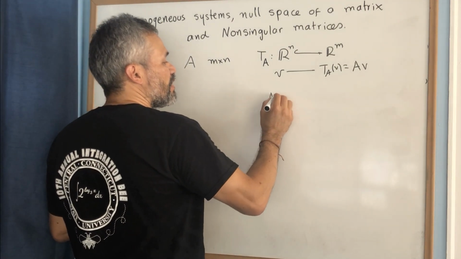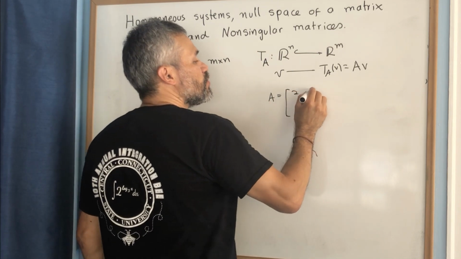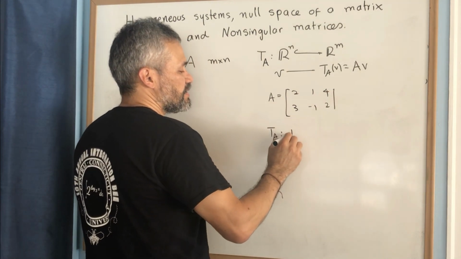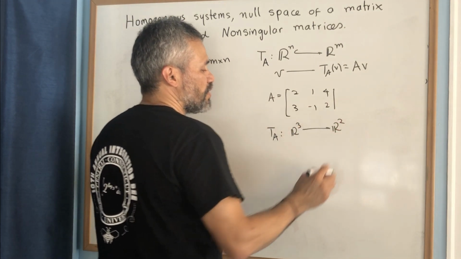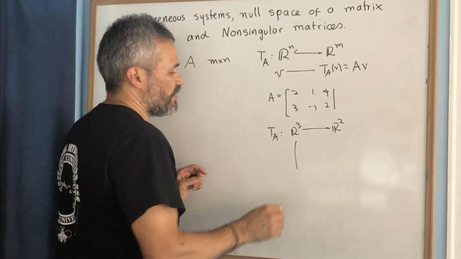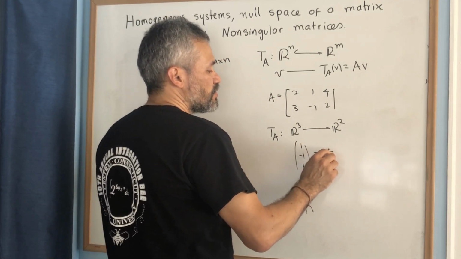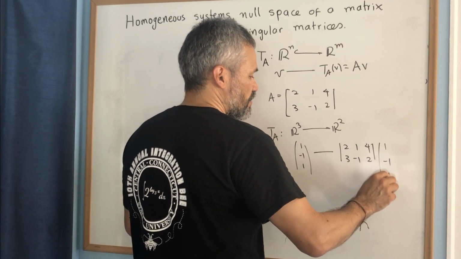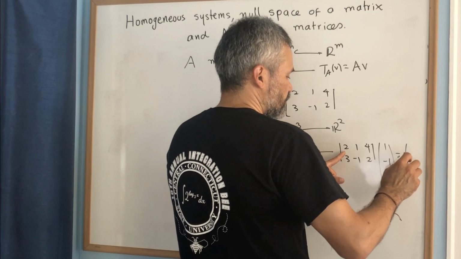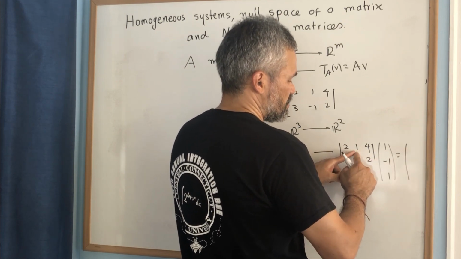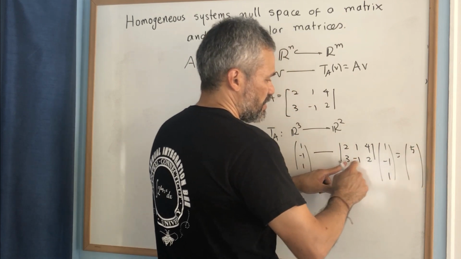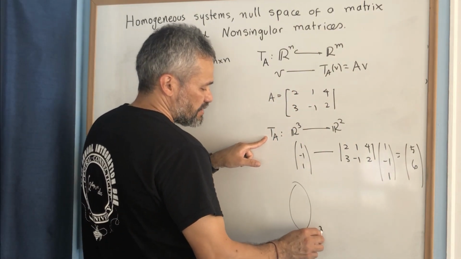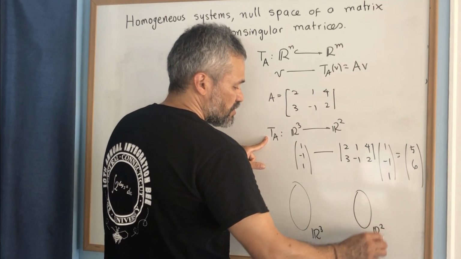Let's see an example. If we have A equal to 2, 1, 4, 3, negative 1, 2, then the transformation in this case is a function that goes from R3 into R2, and for example, it takes the vector 1, negative 1, 1 into the vector A times 1, negative 1, 1, which is the vector: we have 2 minus 1 is 1, plus 4 is 5, and here you have 3 plus 1 is 4, plus 2 is 6. Then this transformation takes vectors in R3 into vectors in R2.